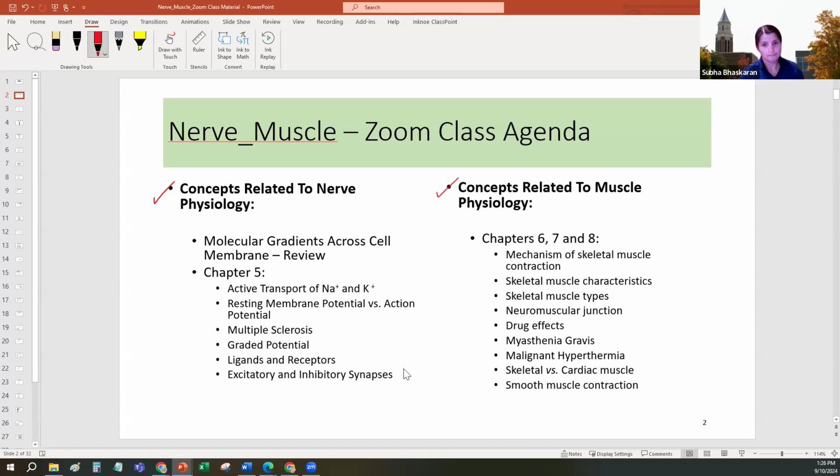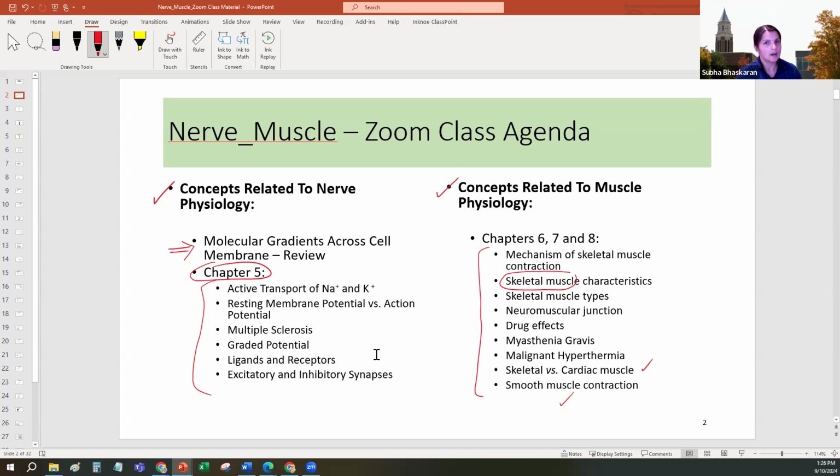All right. We have the molecular gradients across the cell membrane. That's something that's really important in terms of concepts, knowing the gradients that will help us with other concepts. Then we have chapter 5 that focuses mostly on these topics. And then a combination of chapters focuses on the muscle. Predominantly, we will be covering skeletal muscle and then compare it with cardiac and smooth muscle at the very end. If we have a pretty good understanding of skeletal muscle, comparing and contrasting it is much easier.